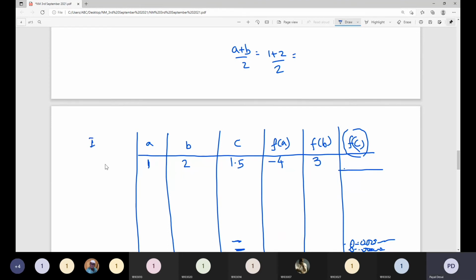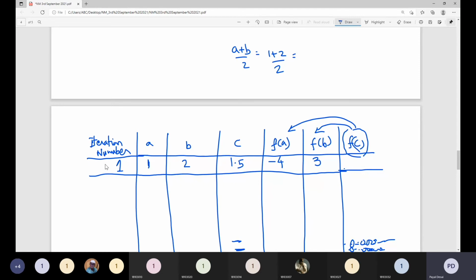This is the iteration number. Everybody please practice, because otherwise you won't understand things. So this will be iteration 1. I want to check the value of C first, and then you compare FC with FA and FC with FB. In the bisection method, you have to compare these two possibilities, and based on that you decide whether the value of A is C or whether the value of B should be taken as C. That I will decide afterwards for the second iteration.